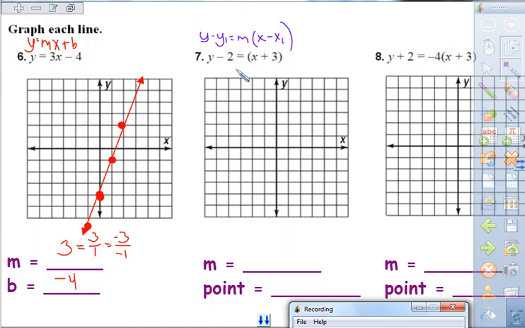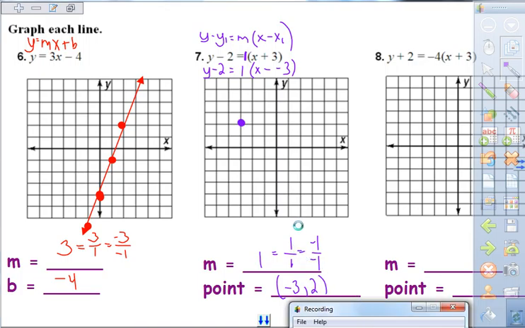In the second one, we're written in point-slope form. So my m is a 1, which is the same thing as rise 1, run 1, or negative 1 over negative 1. And then the point, notice how the formula shows minus x sub 1. So this is really x minus a minus 3. And then the 2 is positive. So our coordinate is negative 3, positive 2.